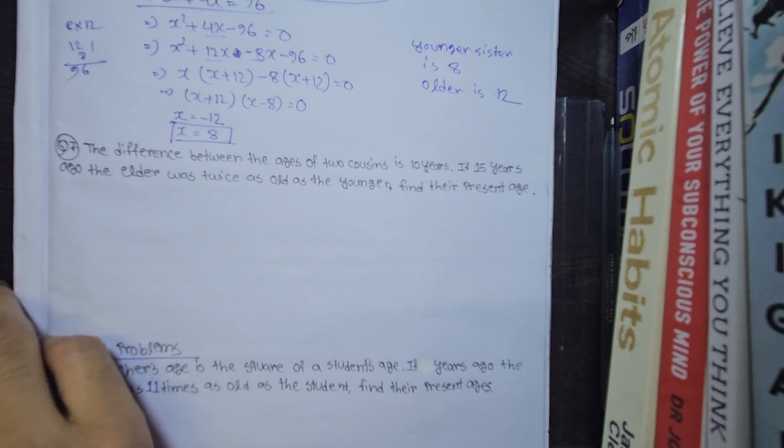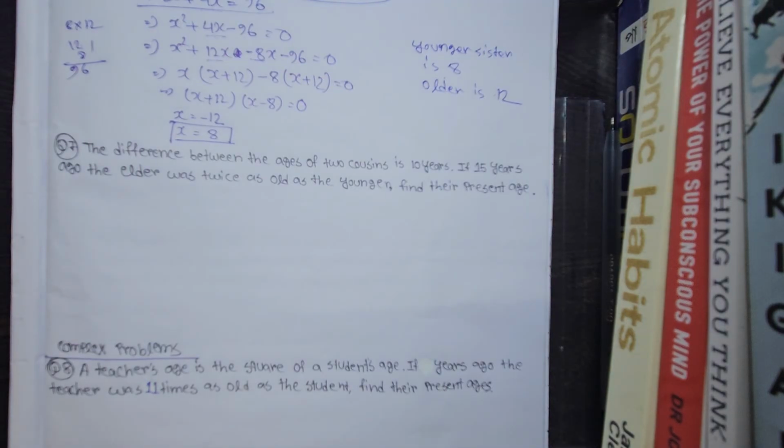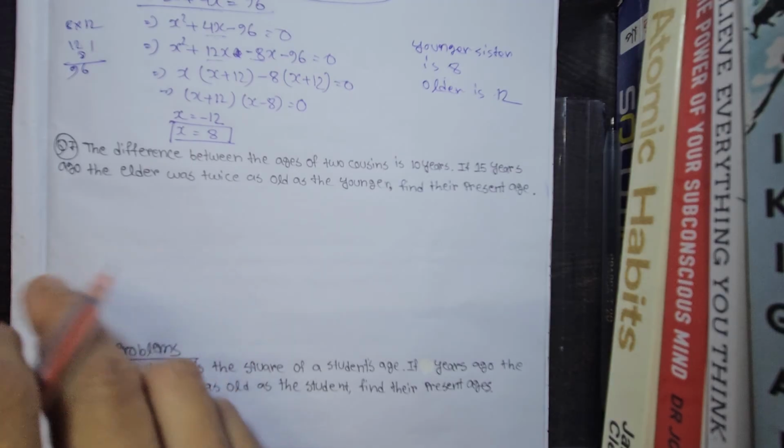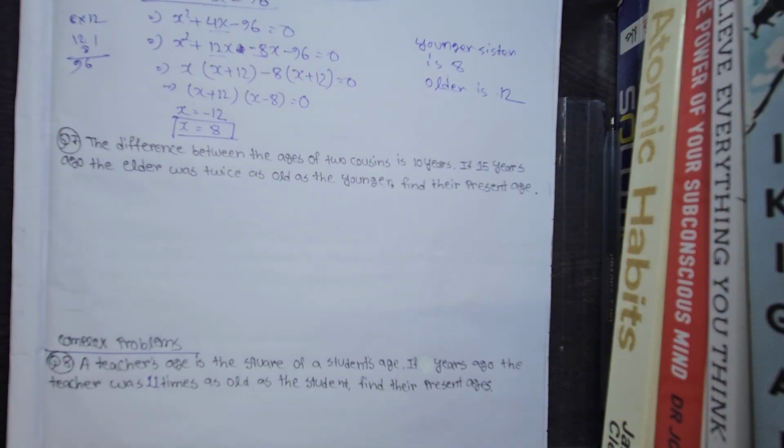Now coming to the next question: the difference between the ages of two cousins is 10 years. It is a bit different because up until now we were doing the summation, the sum of two sisters, mother and son, mother and daughter, or father and son. But it's the first problem where we are doing the difference. That means it will be negative.